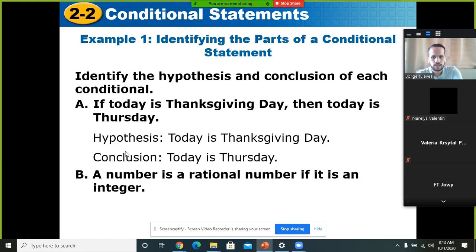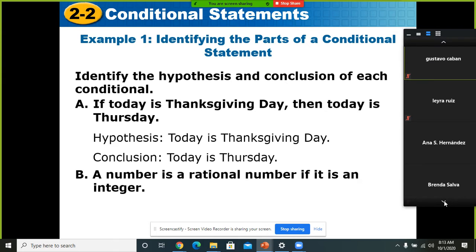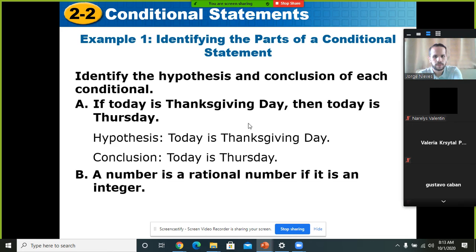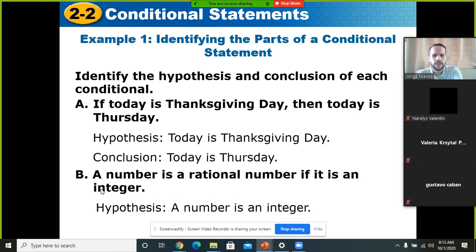So let's see B. A number is a rational number if it is an integer. Who can tell me what's the hypothesis, based on example A, in example B? Exactly. Who said that? ¿Quién dijo eso? Thank you, Ana. So let's see it. A number is an integer.